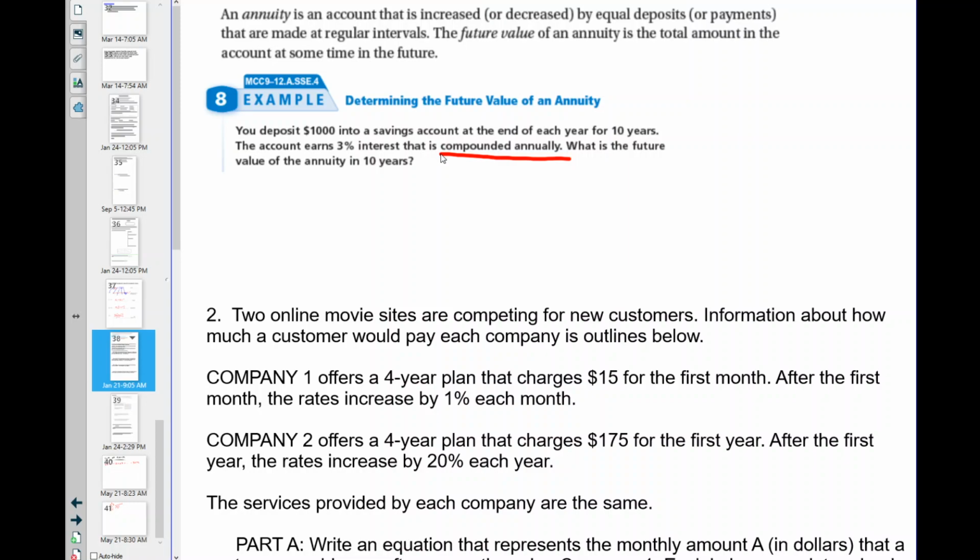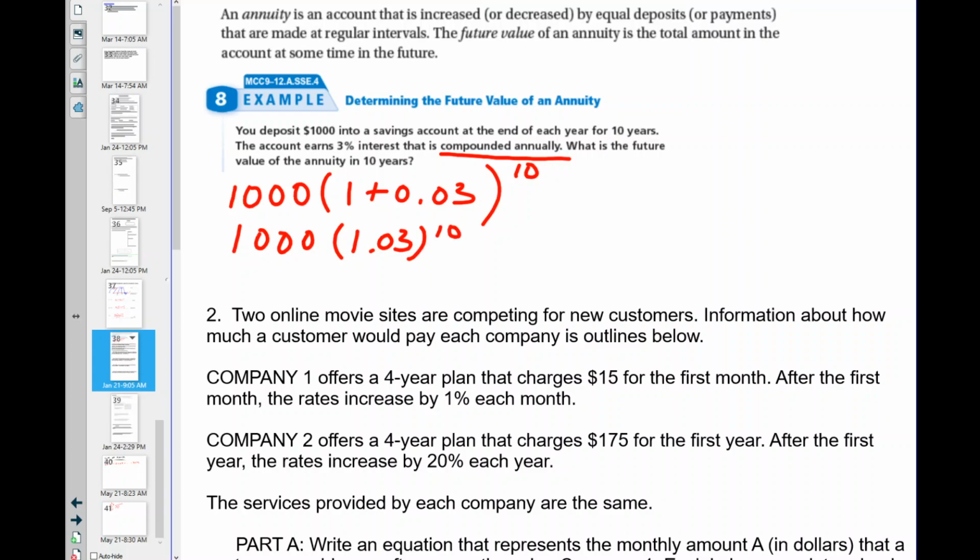Well, let's go back to the formula for compounded interest, right? We had an original amount, in this case 1,000, and then we would do 1 plus that rate of increase, the growth rate, to the power of how many years, right? And when you add 1 plus 0.03, that gives us 1.03. So all I'm really trying to show you here is what that 1.03 is going to represent.